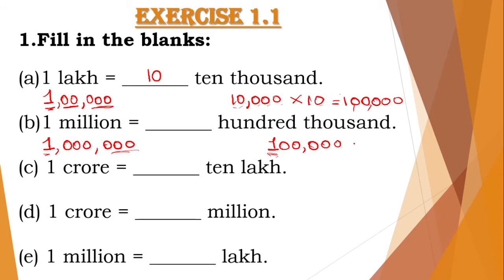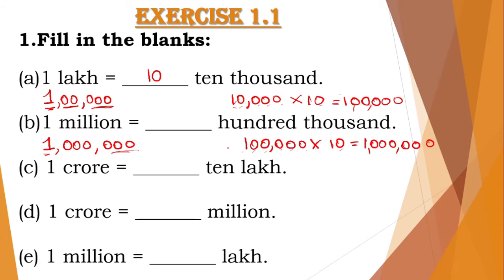So, 100,000 into 10 will be, now again we can ignore the zeros. So, we have 1, 2, 3, 4, 5, 6. So, we have 6 zeros. So, we can ignore them. At last, we can add them. Now, 1 into 1 is 1 only. Now, we will add the 6 zeros. So, 1, 2, 3, 4, 5, 6. We got our answer as 1 million. This is 1 million, right? So, if we multiply 10 to 100,000, I'll get 1 million.